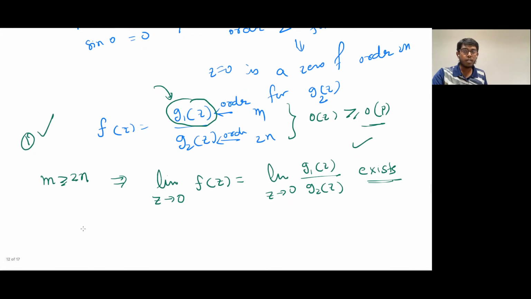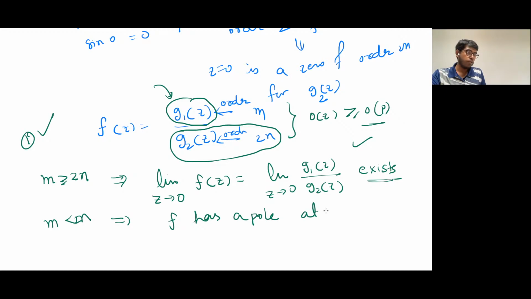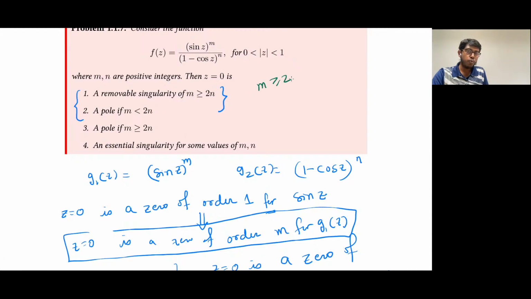Now for the second option, let's analyze m less than 2n. If m is less than 2n, then f has a pole at z equals 0, because the numerator power is less than the denominator power. Therefore, if m is bigger than or equal to 2n, we have a removable singularity, and if m is less than 2n, we have a pole. No other types of singularity, so no essential singularity. The correct options are the first and second option.